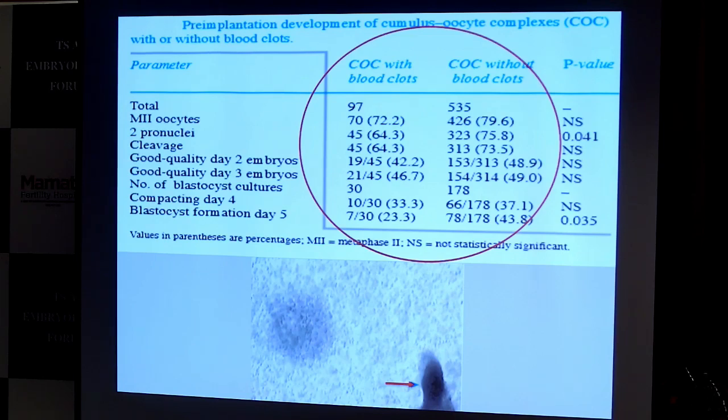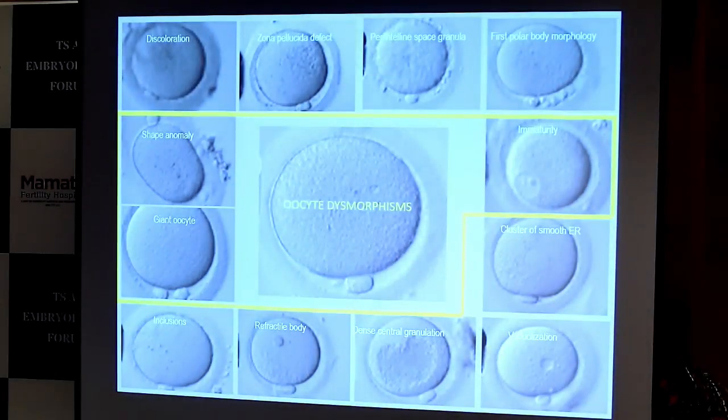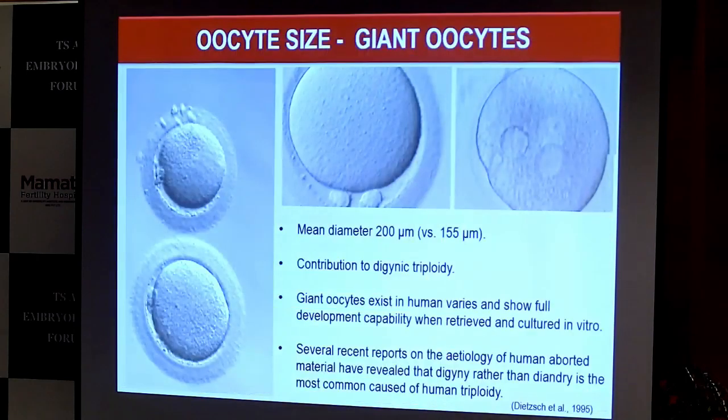normal cumulus complexes. So let's now look at oocyte dysmorphisms. We start off with the giant oocyte. It's very large, of course. You rarely see them, but when you see them, you need to remove them. You should not be working with them.